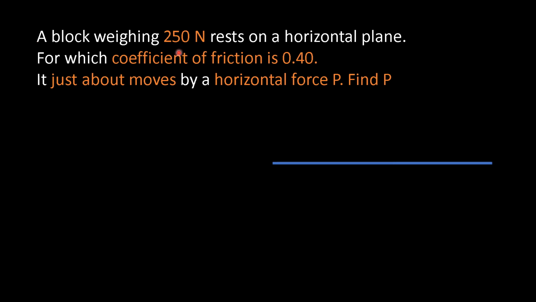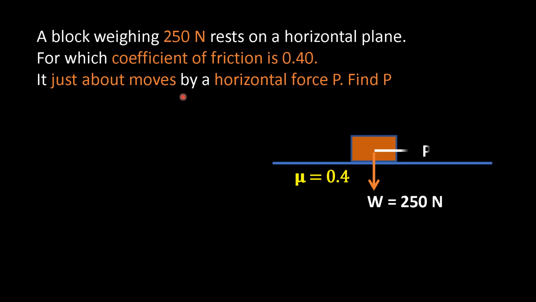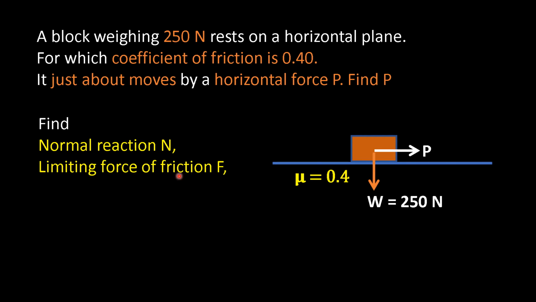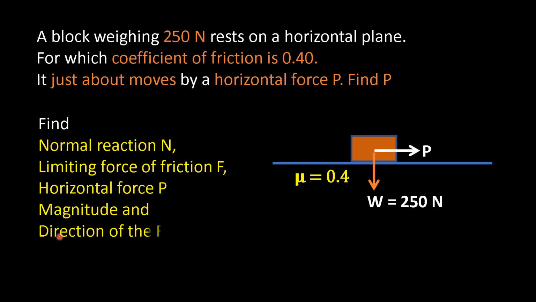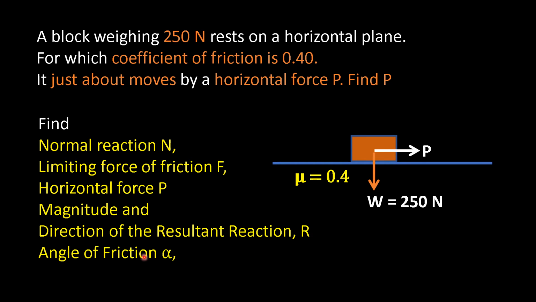A block weighing 250 Newton rests on a horizontal plane, for which coefficient of friction is 0.4, mu is 0.4. It just about moves by a horizontal force P. We have to find P. Find normal reaction N, limiting force of friction F, horizontal force P, magnitude and direction of the resultant reaction R, and angle of friction alpha.